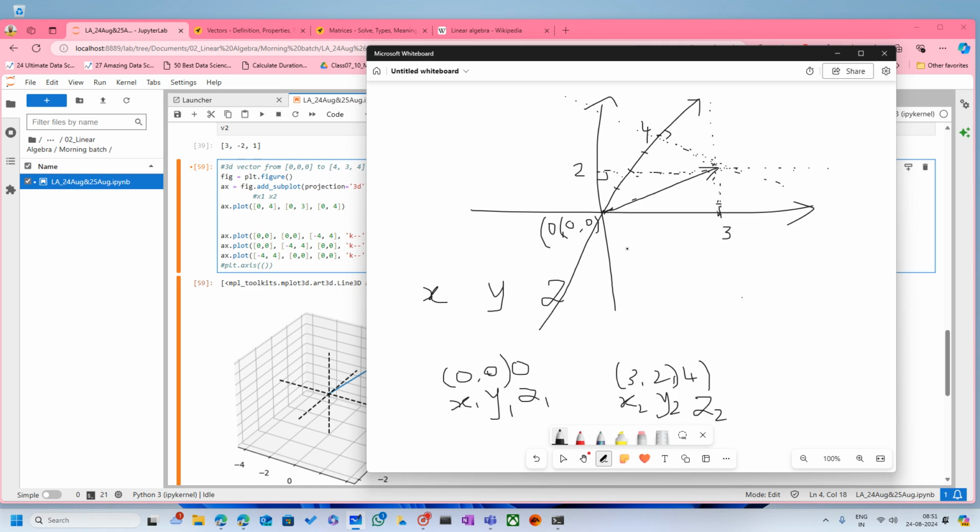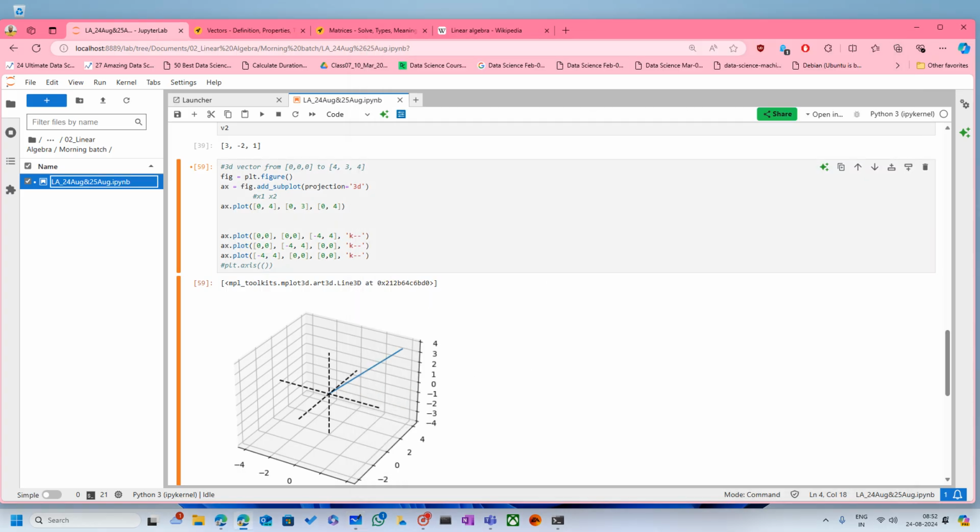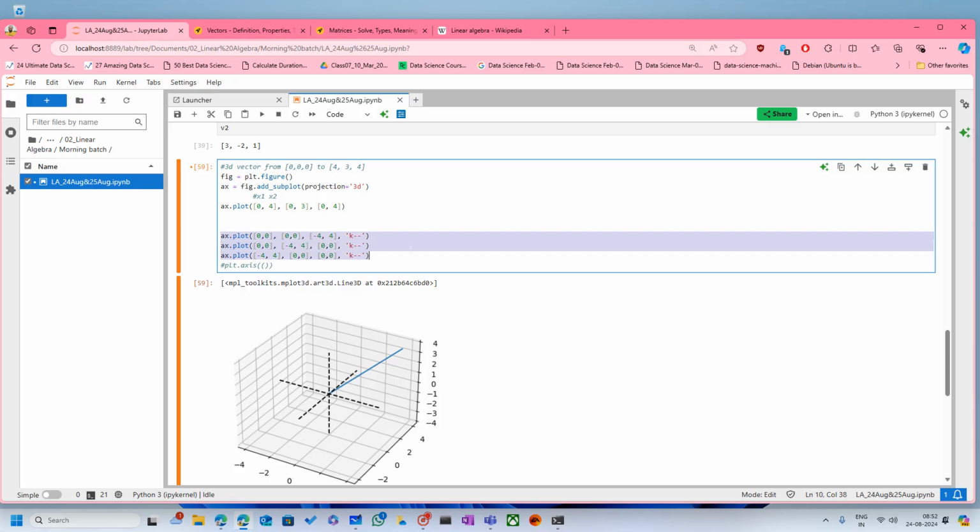Yes. So the way the graphing library sees versus how we see is a little different. That is where the confusion is arising. The way we see is x1, y1, z1, but the way the graphing library sees is all the x coordinates first, all the y coordinates first, all the z coordinates first. The same thing is applicable here also for the dotted line.